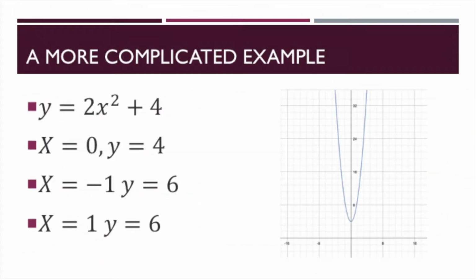Now let's take a more complicated example. y equals 2x squared plus 4. First of all, we know because it's x squared instead of y squared, it's going to be a vertical parabola. And when x is 0, 2 times 0 times 0 is 0, plus 4 is 4, so y equals 4. When x is negative 1, negative 1 times negative 1 is 1, times 2 is 2, so y is 6. So we start to get this really steep curve. We also know that when x is 1, y is equal to 6.